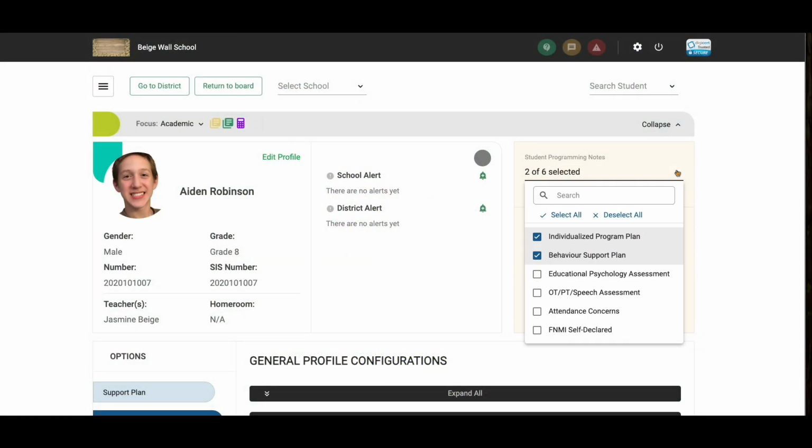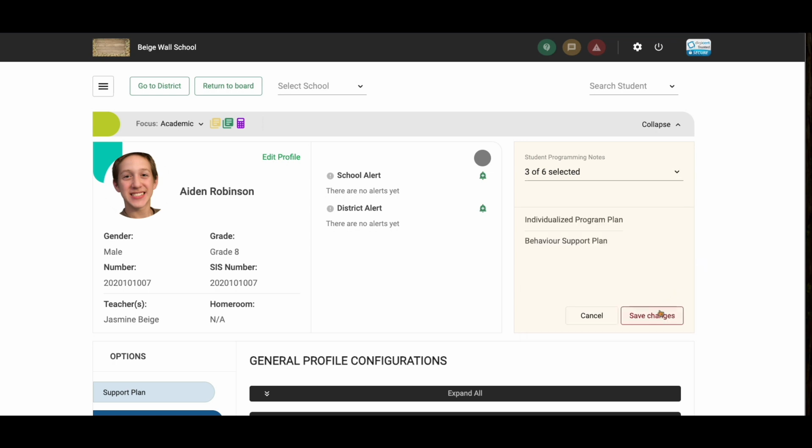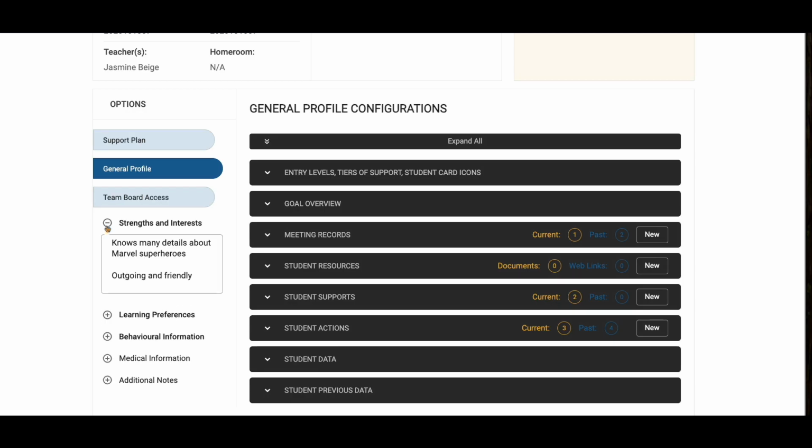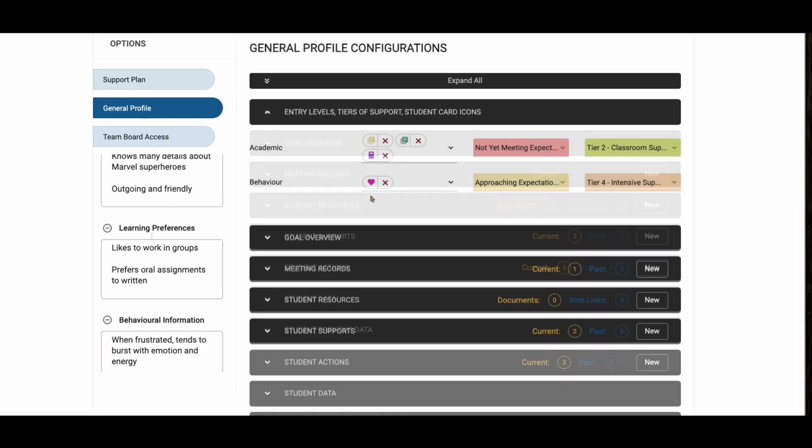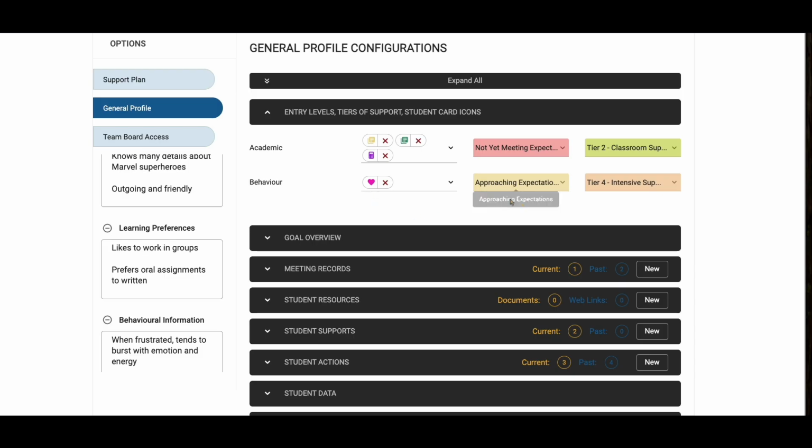Student programming notes can quickly be populated by teachers to identify key details about a student. Student profile text boxes contain important details that provide information when planning for the student. The student card icons, entry-level status, and tiers of support provide insight about the student with respect to specific focus areas.